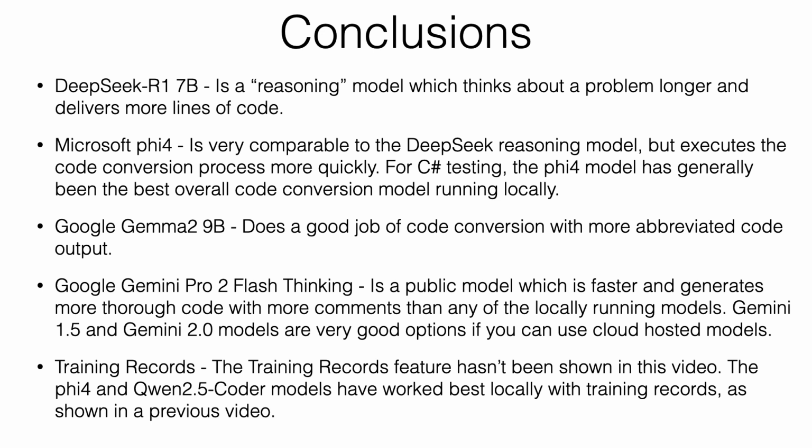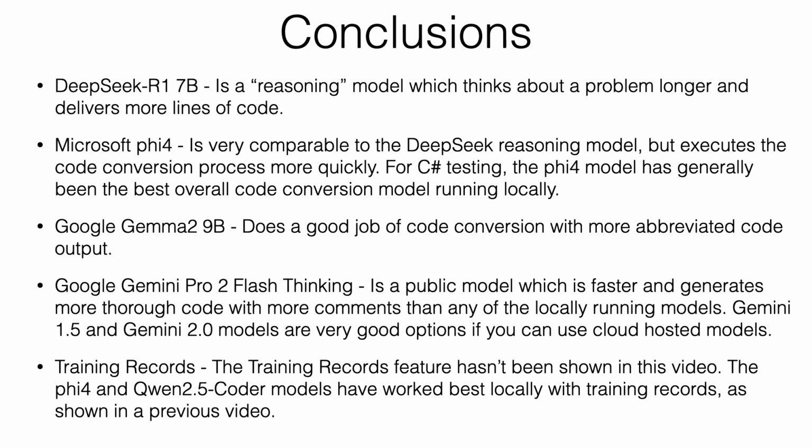DeepSeek R1 is a reasoning model which thinks about a problem longer and delivers more lines of code. Microsoft Phi-4 is very comparable to the DeepSeek reasoning model, but executes the code conversion process more quickly. For C# testing, the Phi-4 model has generally been the best overall code conversion model running locally. Google Gemma 2 does a good job of code conversion with more abbreviated code output.